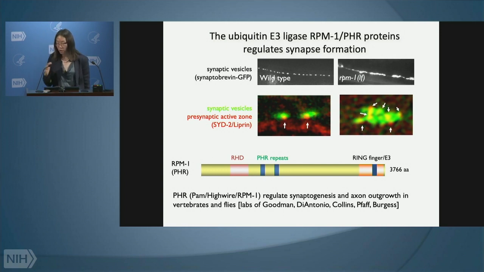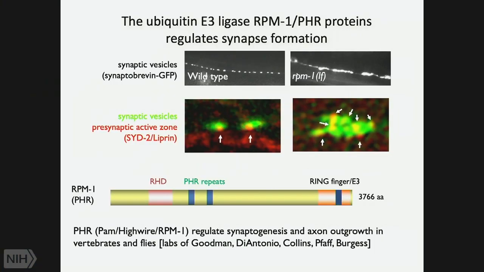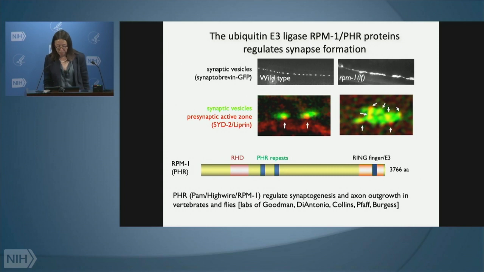And they all, over the decades, from the work of Corey Goodman, Aaron DiAntonio, Cassie Collins, Sam Pfaff, and Rob Burgess, come together from genetics and molecular genetics approaches to show that every single member of this protein family plays important roles in different stages of axon termination and axon guidance and synaptogenesis and synapse stabilization.